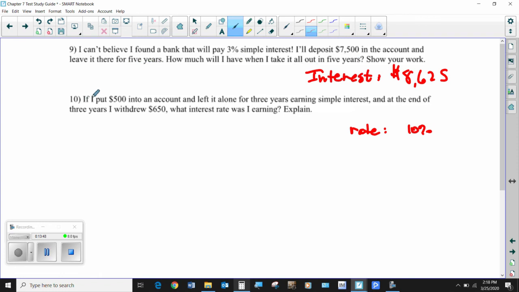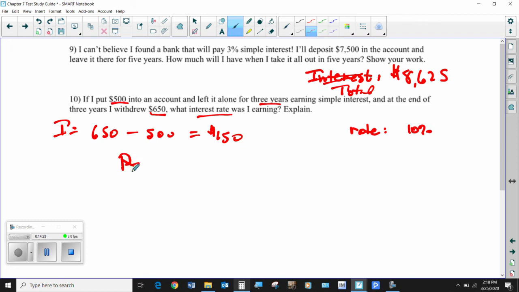And now for the last problem. If I put $500 into an account and I left it alone for 3 years, earning simple interest, and at the end of 3 years, I withdrew $650, what interest rate was I earning? Okay, so you know that's your principal. That's the amount of time. This is how much you withdrew, which is like the total from the previous problem. If you withdrew $650, how much interest was earned? So we have to take our total minus the deposit. That means that the interest is going to be equal to $150.